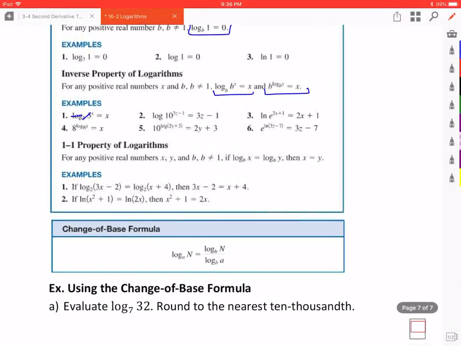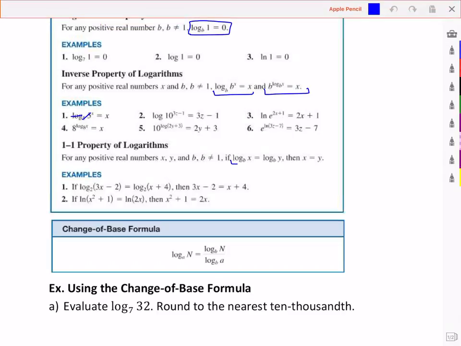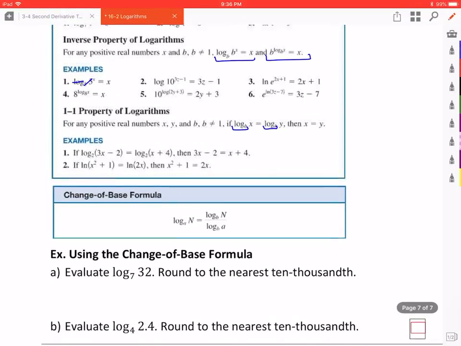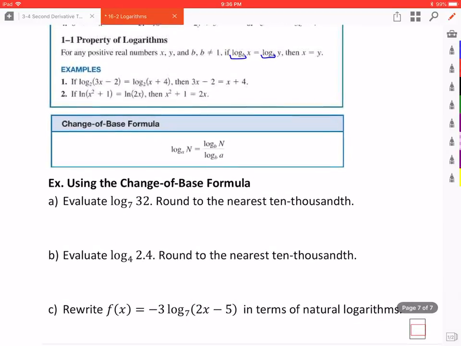Okay? And then the 1-to-1 property for any positive real numbers x, y, and b, if log base b of x is equal to log base b of y, so if the bases are the same, then basically you can mark them out and x equals y. Okay.